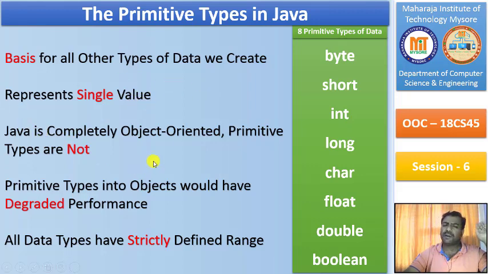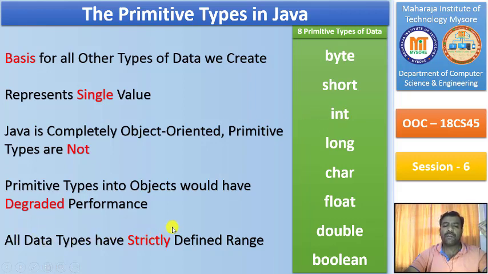So now Java is completely object oriented, we are aware, but still these primitive types are not objects. They have left these primitive types to stay as basic primitive types only. They have never tried to convert them into a class or object. Making primitive types into objects would have degraded performance, and for this reason they never converted primitive types to any class or object type.